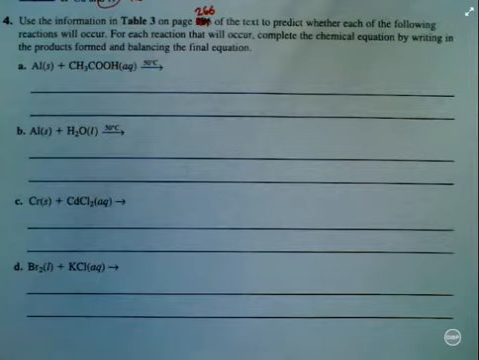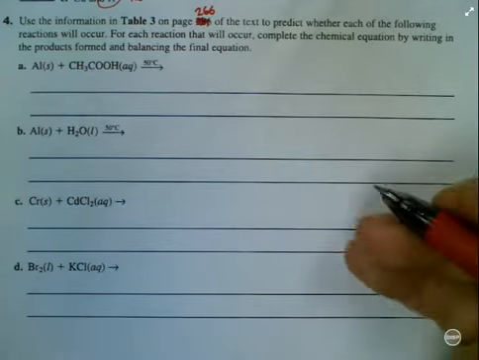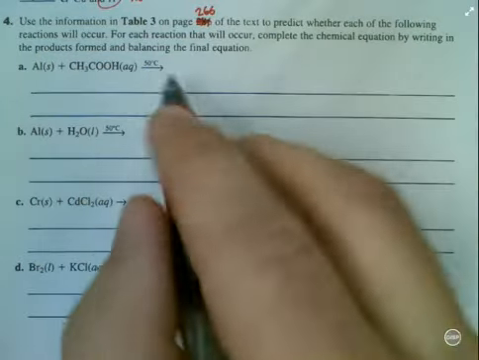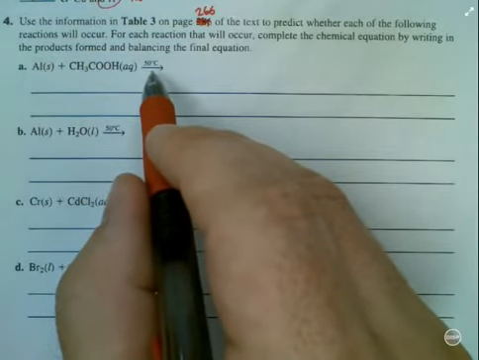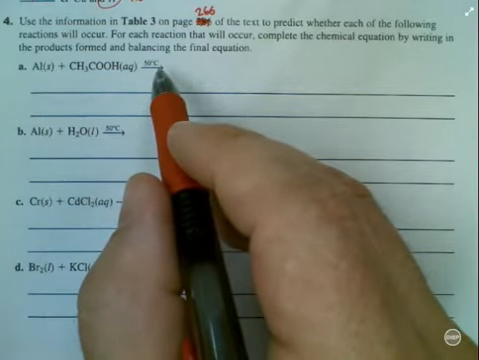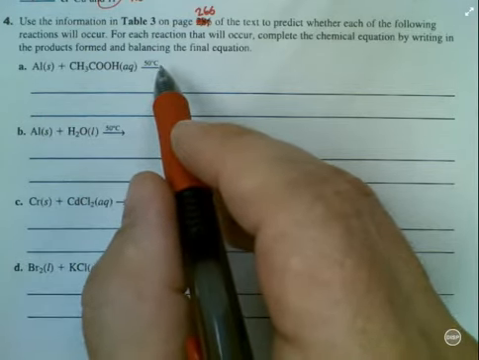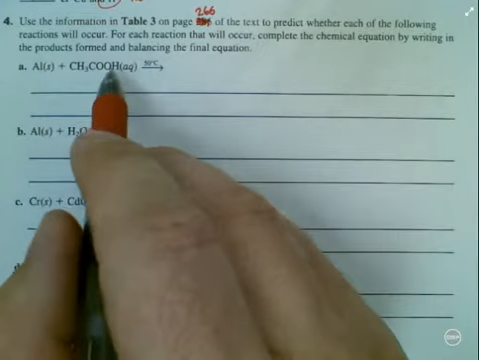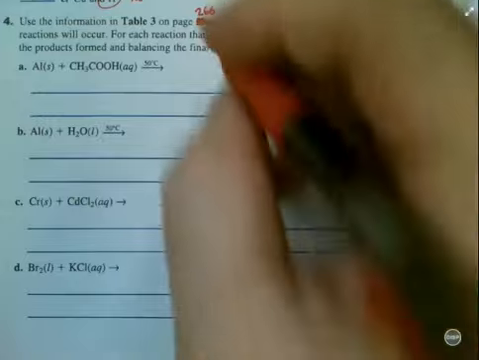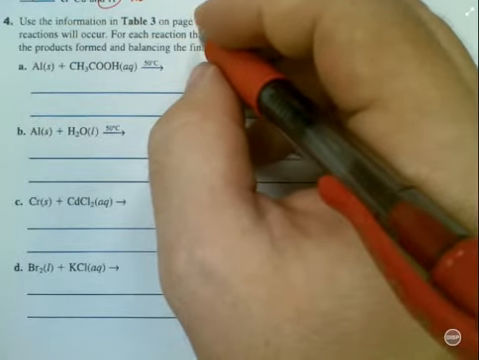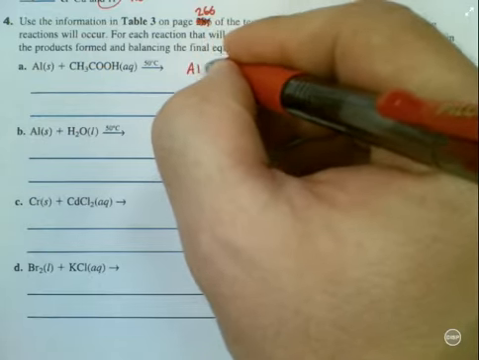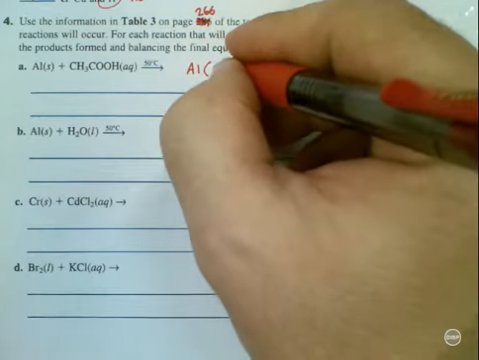All right, so starting off with aluminum reacting with acetic acid at 50 degrees Celsius. On the activity series, I see that aluminum will replace hydrogen. This hydrogen back here at the end, it will replace it. So what I'm going to have here is Al, and then I got my acetate.